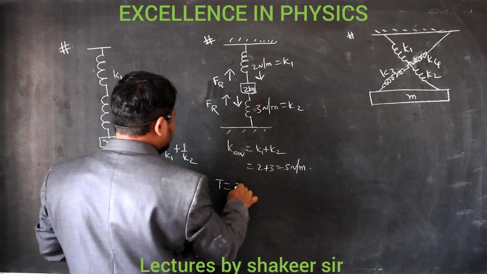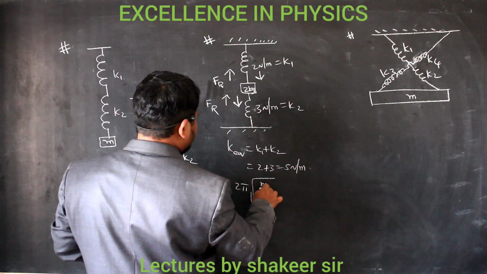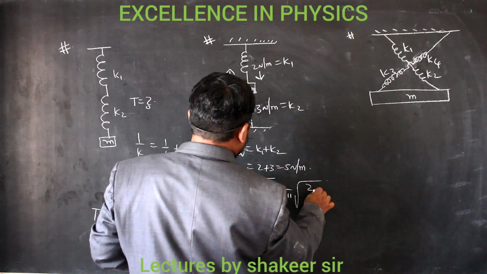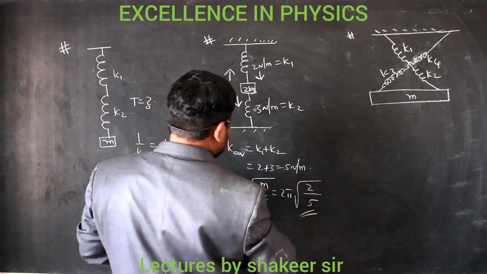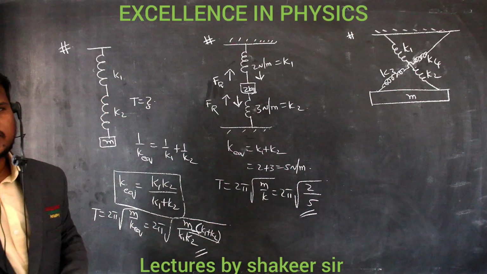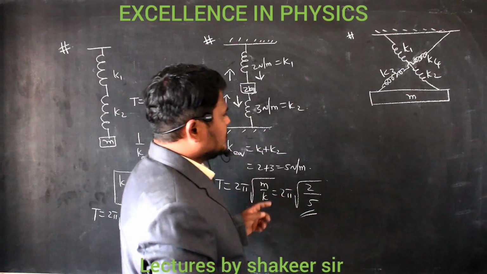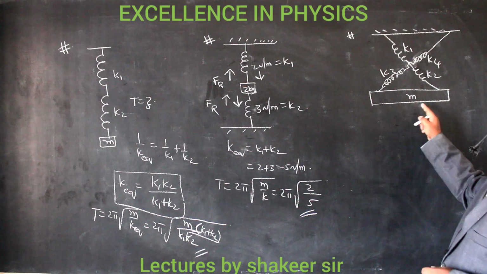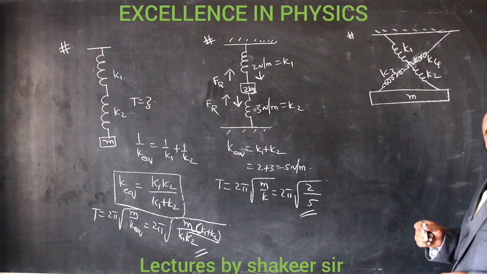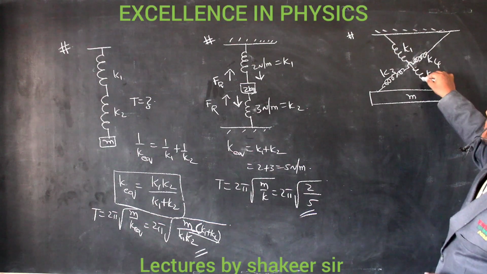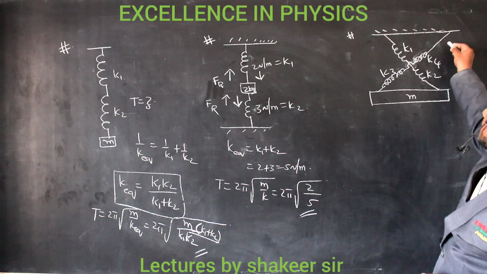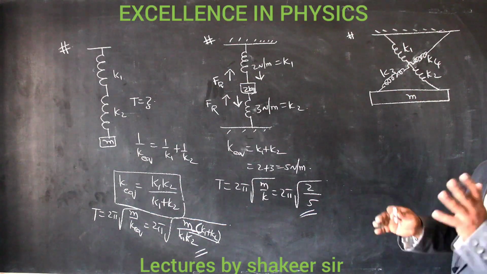Therefore T is equal to 2 pi root M by K. So 2 pi root, mass is 2, K value is 5. This is our answer for the time period in this condition. Clear? Now what about this question? Here, 1, 2, 3, 4 springs are connected to this mass of M. Definitely I can say these two springs are in series. Similarly, these two springs are in series. And this total combination and this total combination are again in parallel.